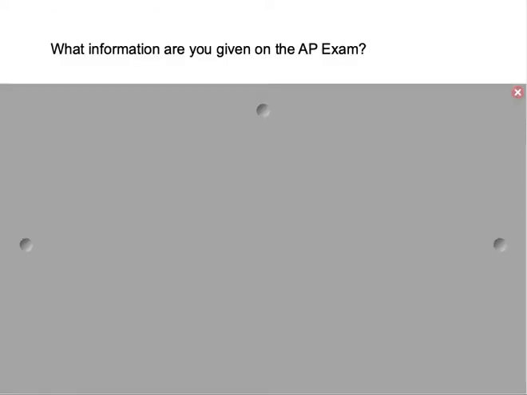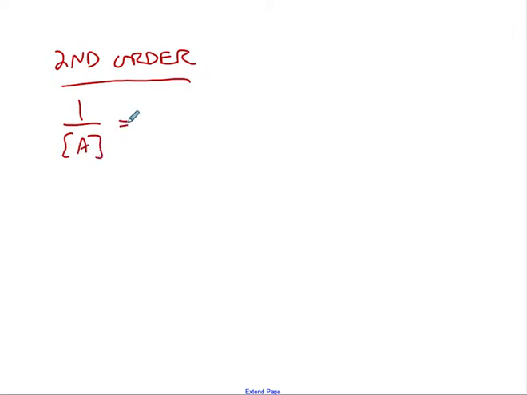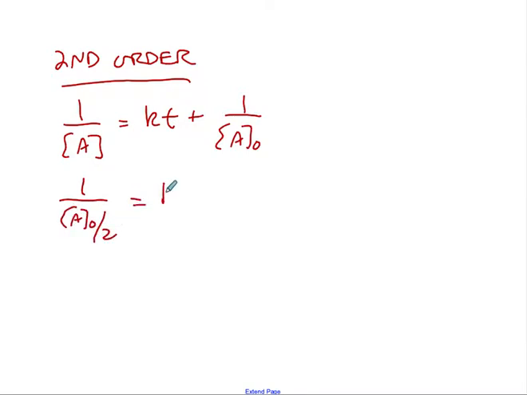And finally, for second order, I will write out my integrated rate law. 1 over concentration equals kT plus 1 over the initial concentration. Again, I'll do my substitution. 1 over the initial concentration over 2 equals kT1/2 plus 1 over the initial concentration. Let's make that a little bit neater. 1 over half the initial concentration is simply equal to 2 over the initial concentration.